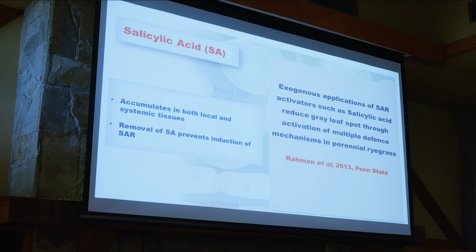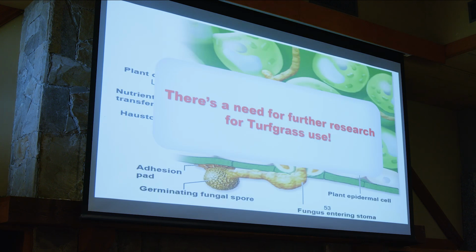Salicylic acid, I mentioned, is a signaling compound. Again, there's quite a few products at home where you're applying salicylic acid to generate this induced resistance. There's some work done at Penn State, I believe, where they applied a form of salicylic acid to perennial ryegrass, and they got a good reduction in gray leaf spot. Again, just by applying this and stimulating defenses.